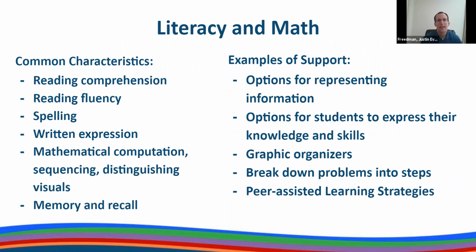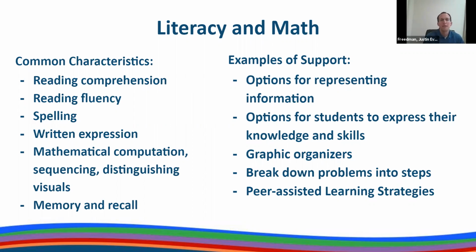Let's get in now to some common characteristics and supports for students in the classroom. These are some areas that you might see students have difficulties with, and also some ways that you can help them in the classroom. So let's talk first about some key academic areas like literacy and math. Common characteristics that you may see are difficulties with reading comprehension or fluency, which is the speed and accuracy with which students read. Also things like mathematical computation, written expression, memory. There's a lot of different aspects that come together, with literacy being also a key part of mathematics, especially when it comes to things like word problems.